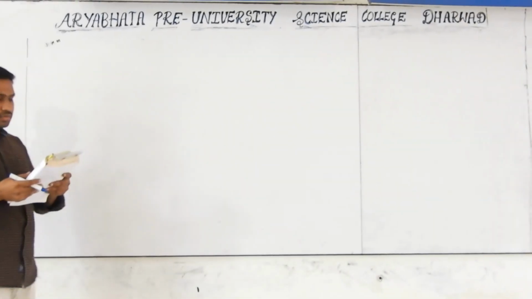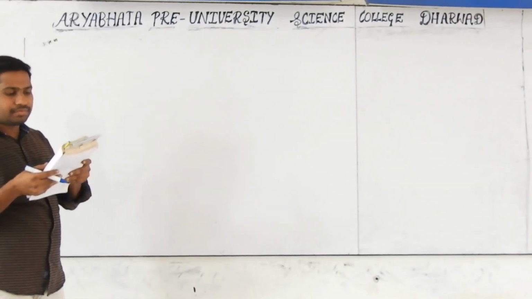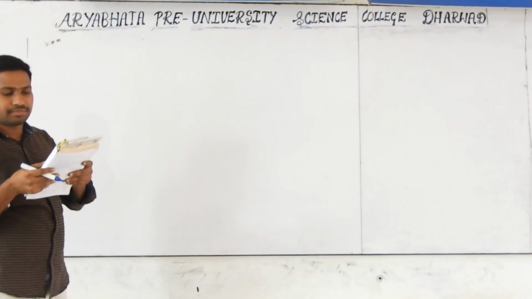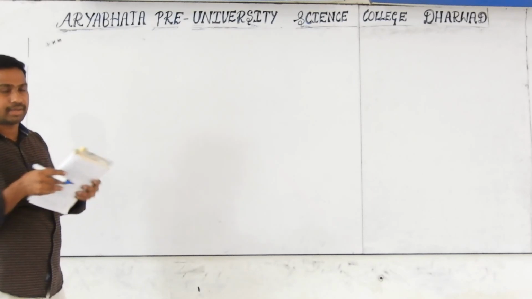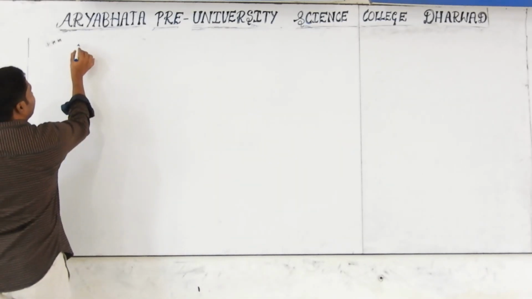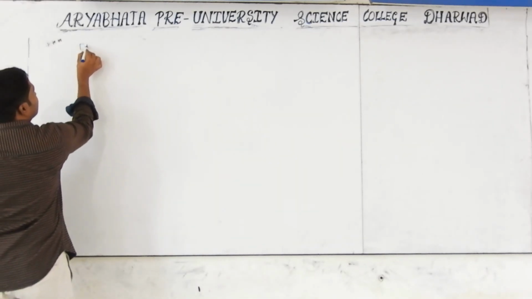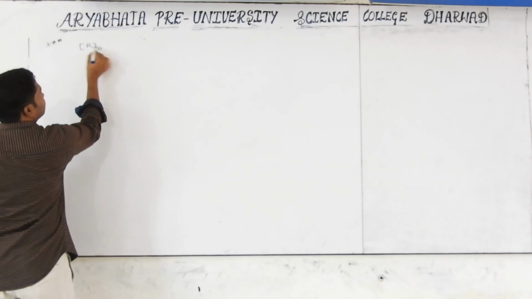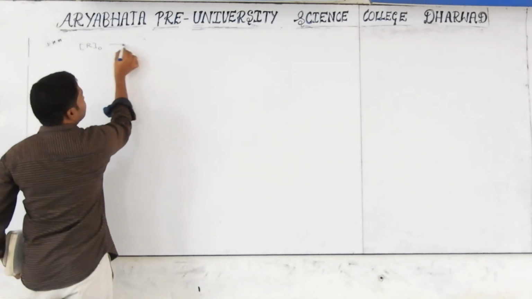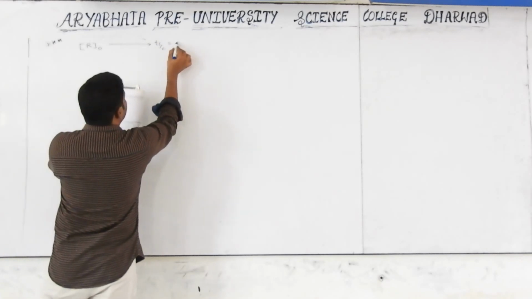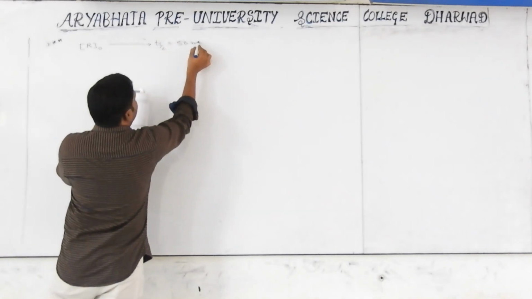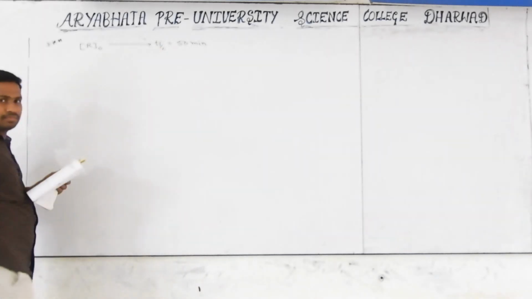You have to see very carefully. The half-life time of a substance at a certain initial concentration of the reactant. Okay, at a particular initial concentration, I am taking R0. At this initial concentration, what is the half-life time of the reaction? Nothing but 15 minutes. Observe very carefully, logical question.